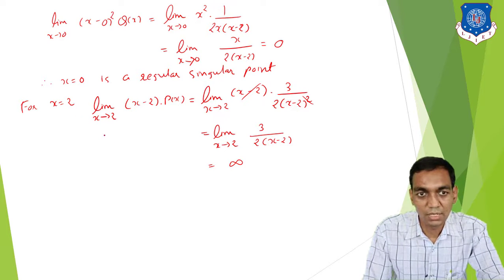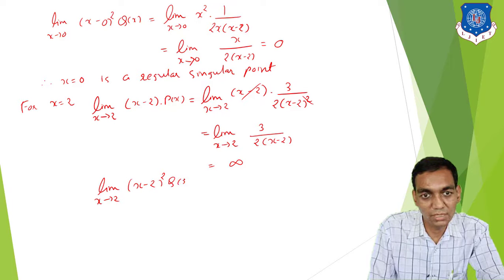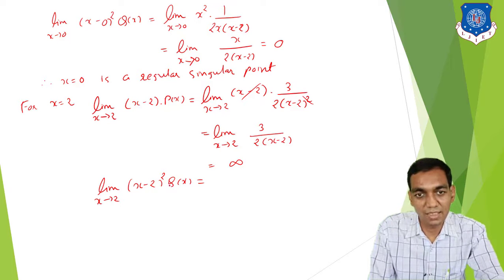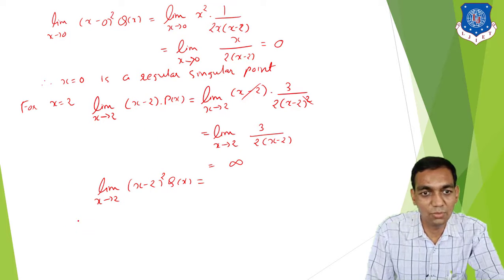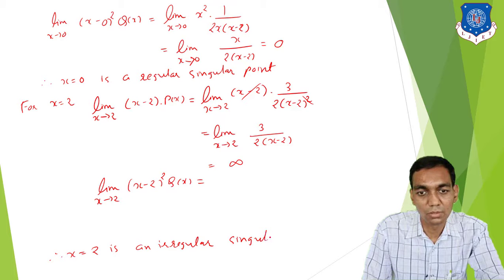singular point. Now, if you find the limit x tends to 2 of (x minus x0) whole square into q(x), and if this limit is finite, still, if either of the limits is infinite or both are infinite, in that case the point x is equal to 2 is going to be an irregular singular point.